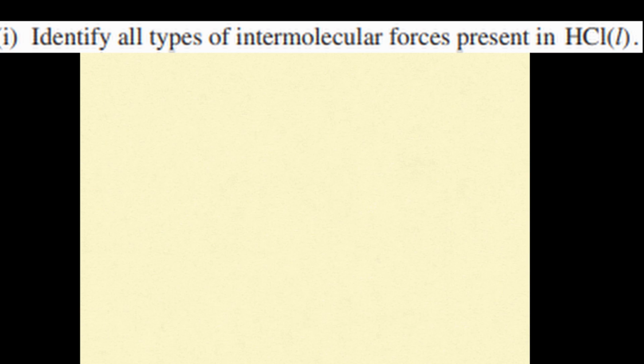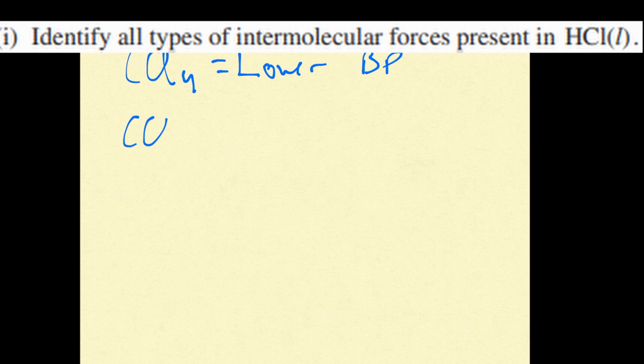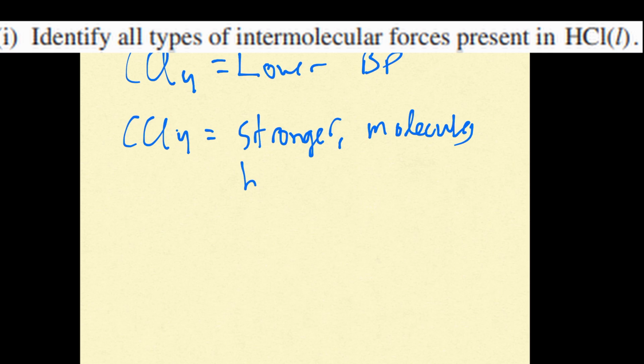Here we are given that carbon tetrachloride condenses at a lower temperature than hydrochloric acid. This means that the forces in carbon tetrachloride are stronger than those among the hydrochloric acid because since the carbon tetrachloride condenses at a lower temperature than the hydrochloric acid, the intermolecular forces are strong enough to pull the molecules together to form a liquid.